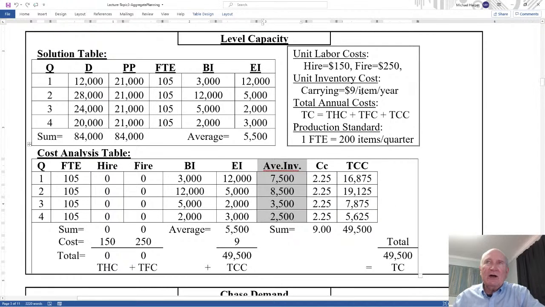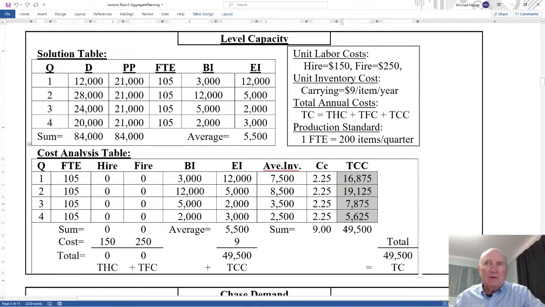Now I know my carrying cost is $9 per item per year. But then what's my carrying cost for every quarter? I divide 9 by 4. 9 divided by 4 is 2.25. So 7,500 carried through a quarter with a carrying cost of $2.25 a quarter gives me a total carrying cost per quarter of $16,875. So this is my quarterly total carrying cost.